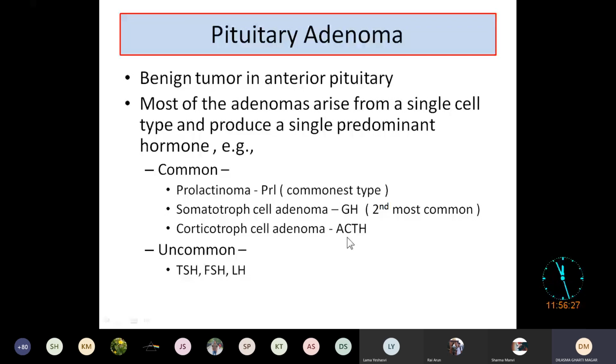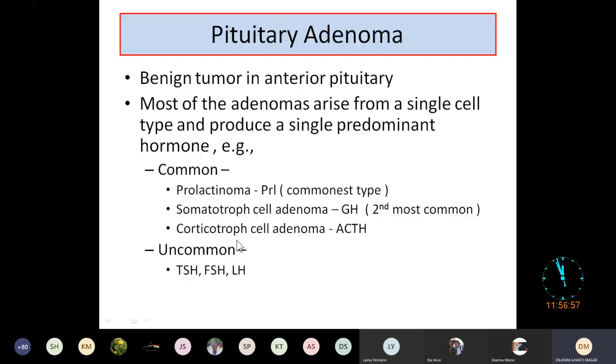So these are the three main common adenomas which occur in the pituitary gland: prolactinoma, which produces prolactin; somatotroph cell adenoma, which produces growth hormone; and corticotroph cell adenoma, which produces ACTH. The uncommon ones are also there, that is TSH, follicle stimulating hormone, and luteinizing hormone. These are uncommon, and mainly we will focus on the common ones.